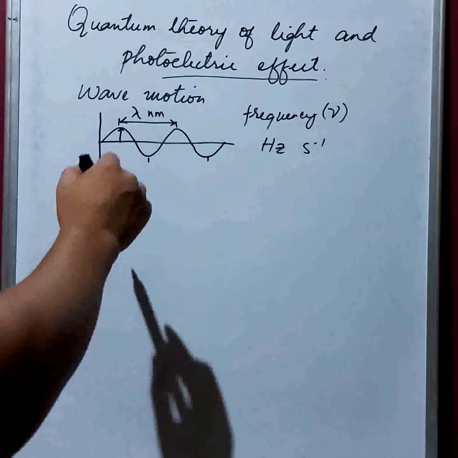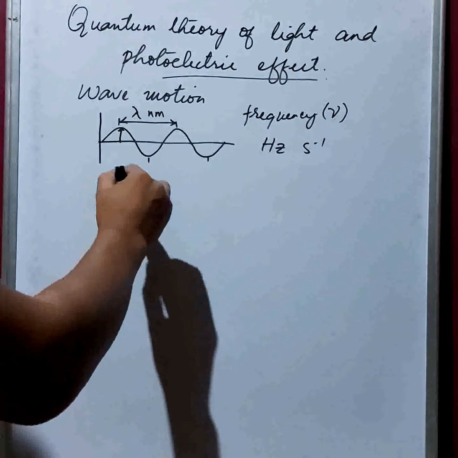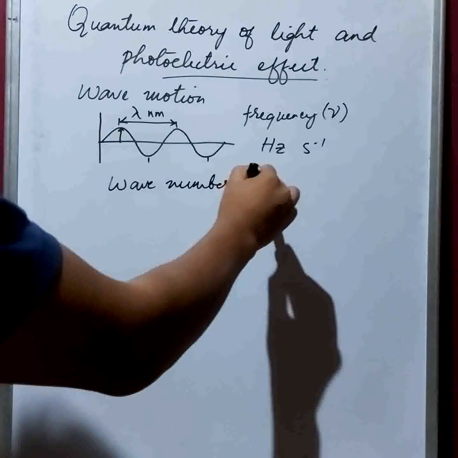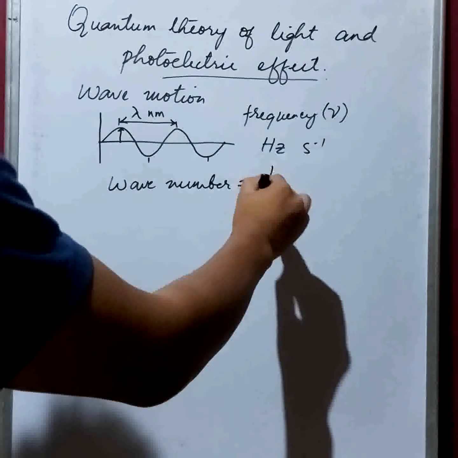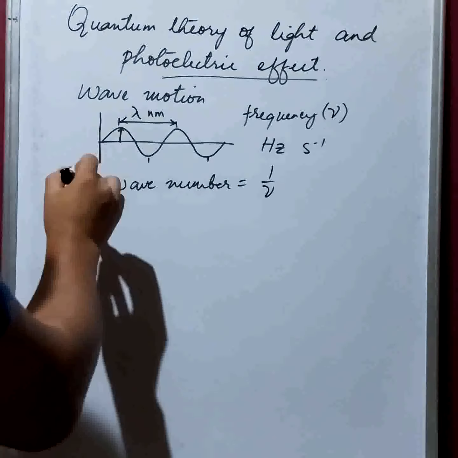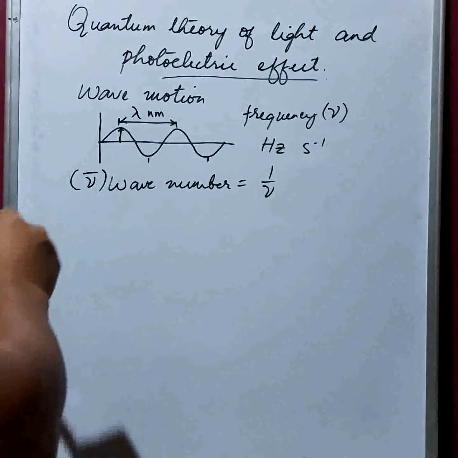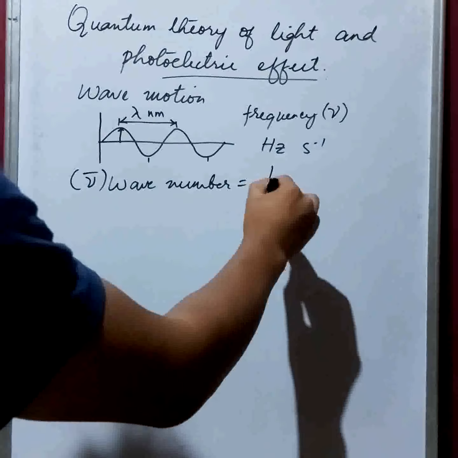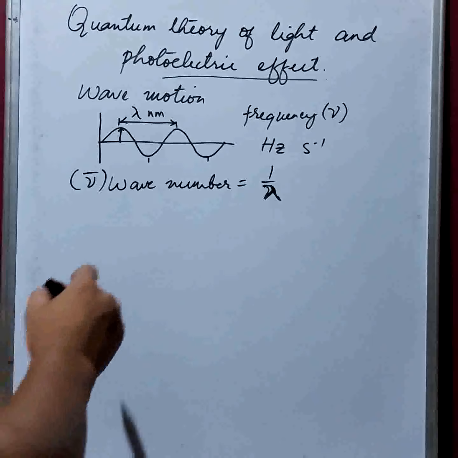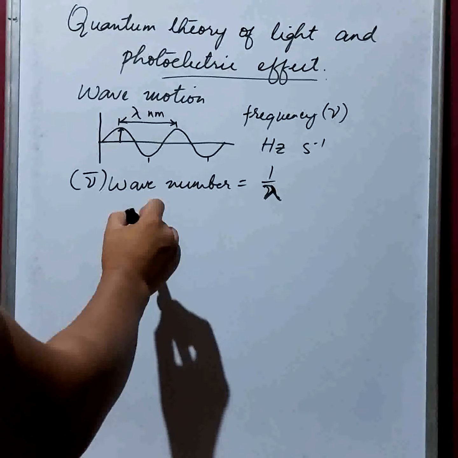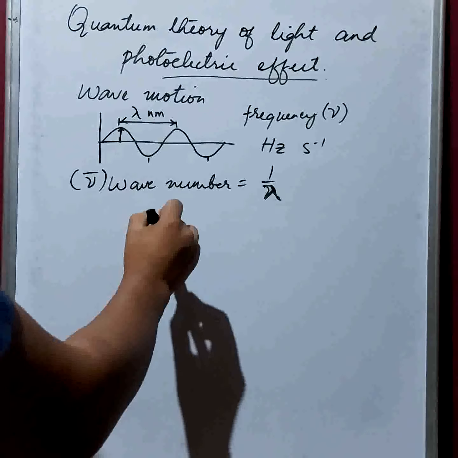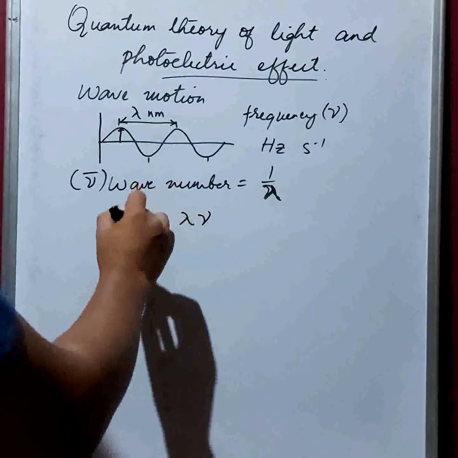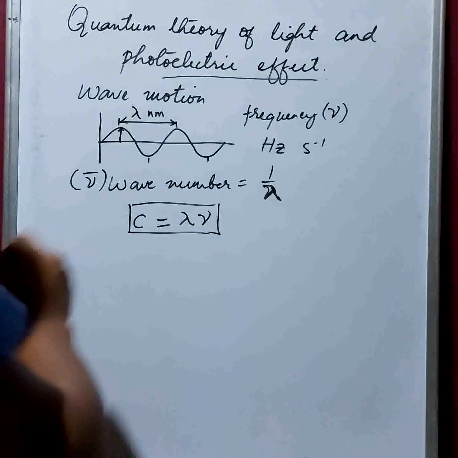We have another term called the wave number, and it's nothing but 1 over lambda, and this is denoted by nu bar. And the relationship between the speed of light c, wavelength, and nu is this. This is an important relation.